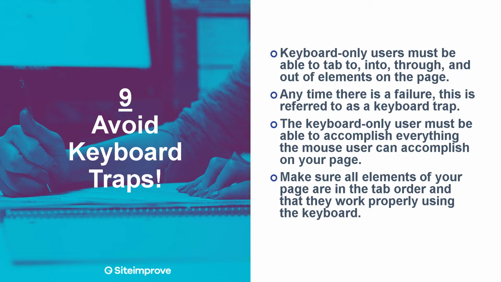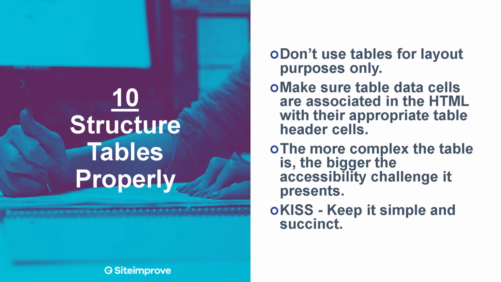The keyboard-only user has to be able to accomplish everything the mouse user can accomplish on your page. So you want to make sure all elements of your page are in the tab order and that they work properly using the keyboard. You can easily test this. Put your mouse away. Now I know for some people that causes tremendous psychological anxiety. Others don't mind too much, but it's a really good thing to do for yourself. Put your mouse away, look at the keyboard only, and see if you can still operate the page as you want to. Number 10, structure tables properly.